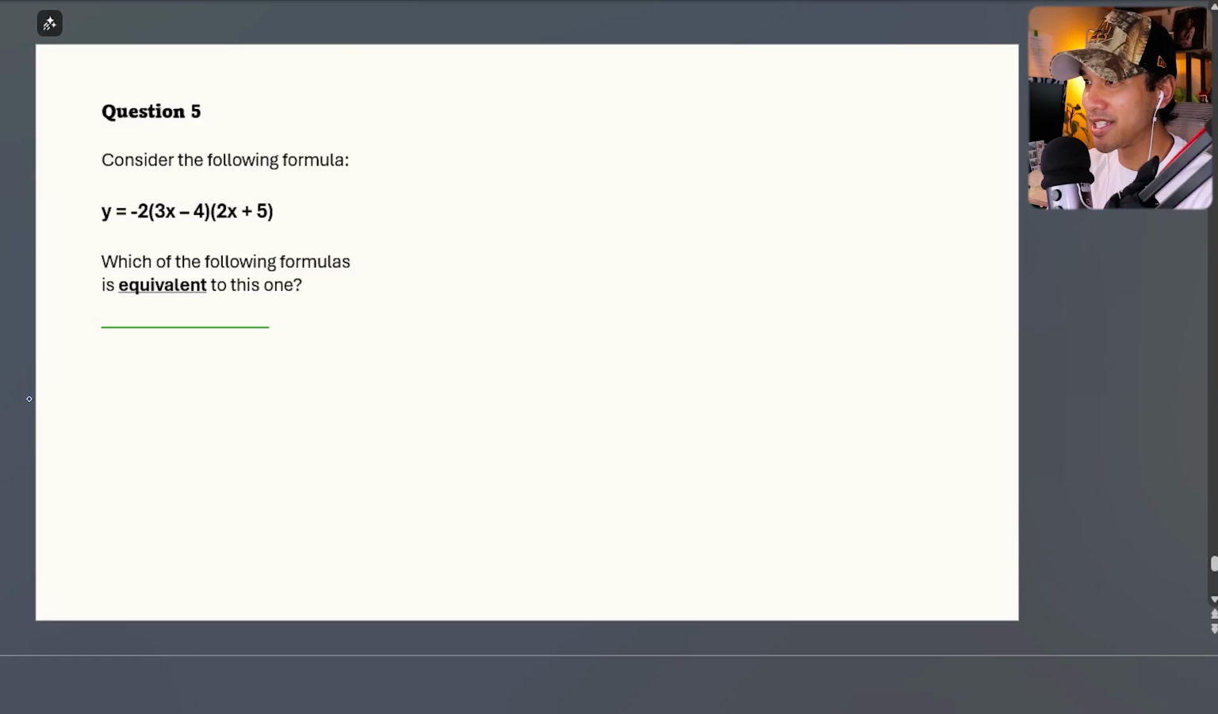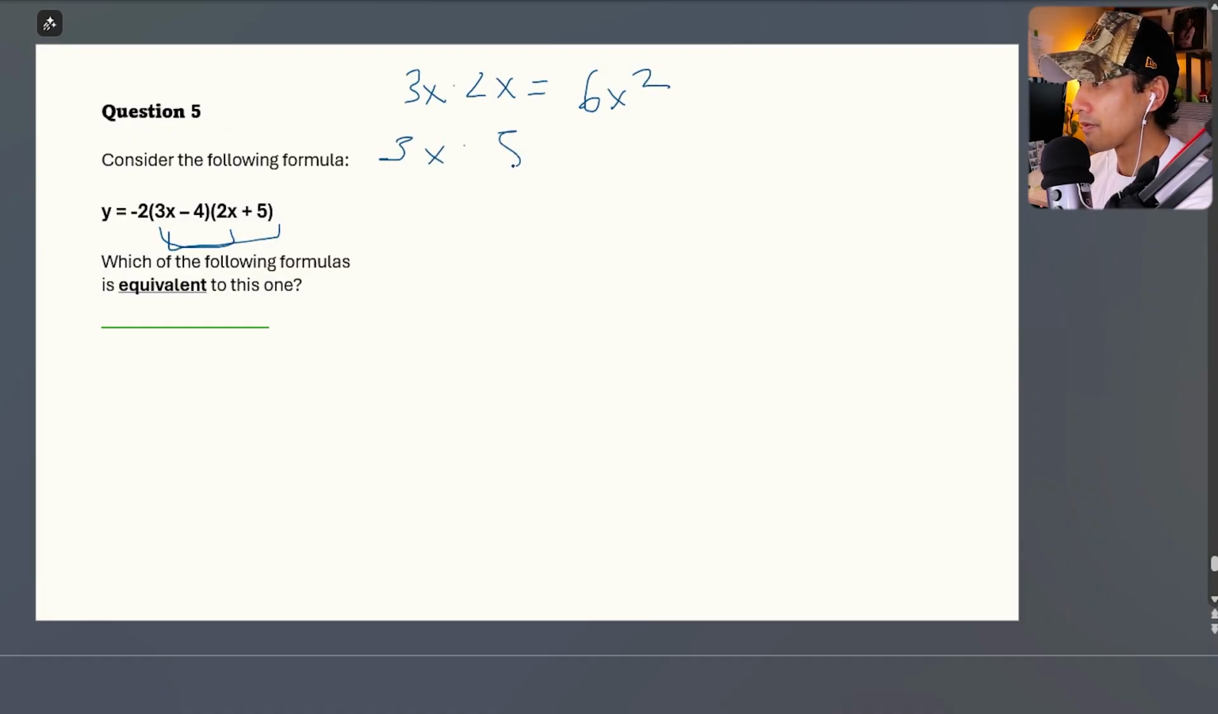All right, increased difficulty. Why? Because there's a negative coefficient. Everything turns negative after we use the FOIL method and solve this part of the equation. So let's go ahead and use the FOIL method again. What is 3x times 2x? 3x times 2x equals 6x squared. What is 3x times 5? 3x times 5 equals 15x.